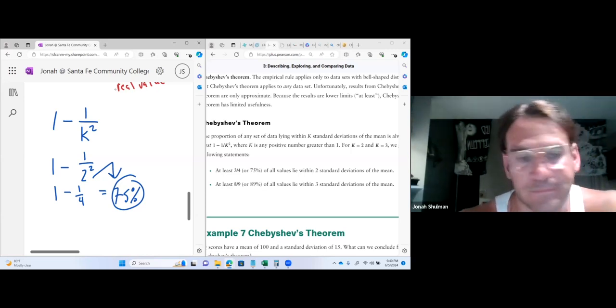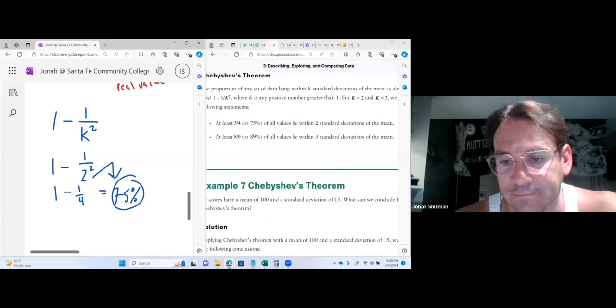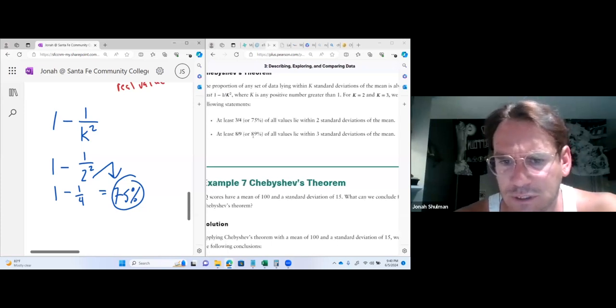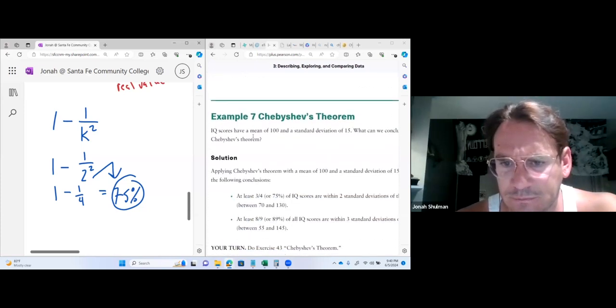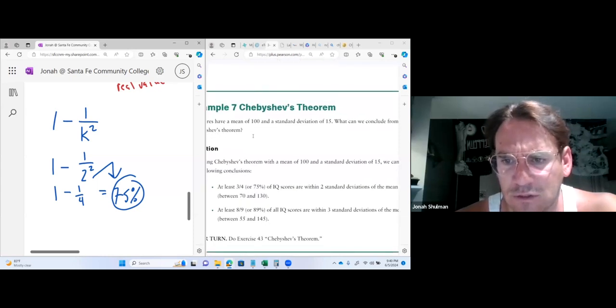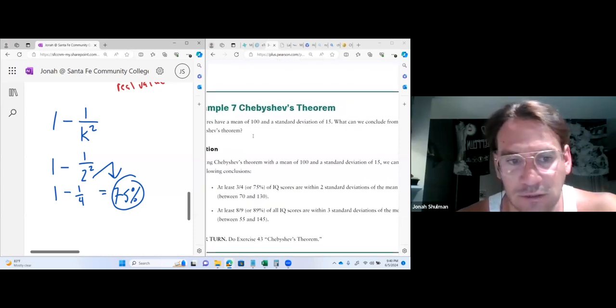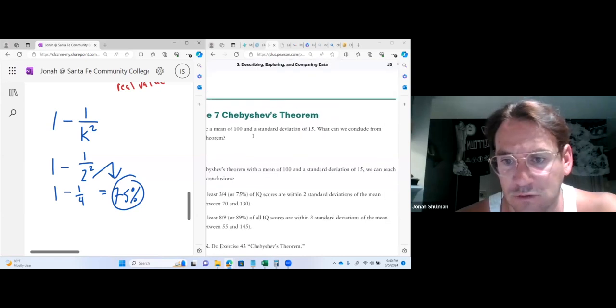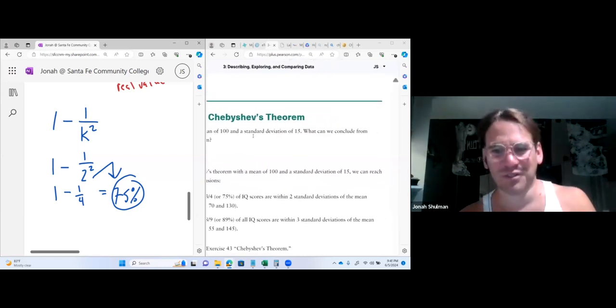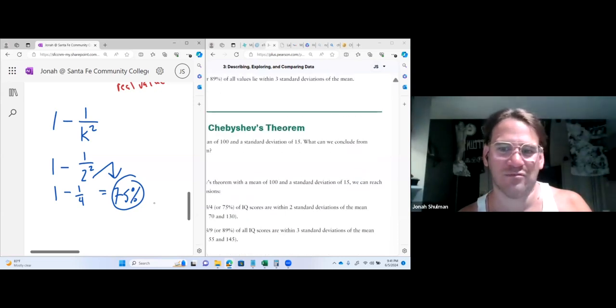That's pretty cool. All right. We've got a mean of 100 and a standard deviation of 15. What can we conclude from this theorem? So let's figure it out. At least 3/4 of the data, the 75%, are within 2 standard deviations of the mean. But what is 2 standard deviations from the mean? What does that really mean, right? That's the whole idea.